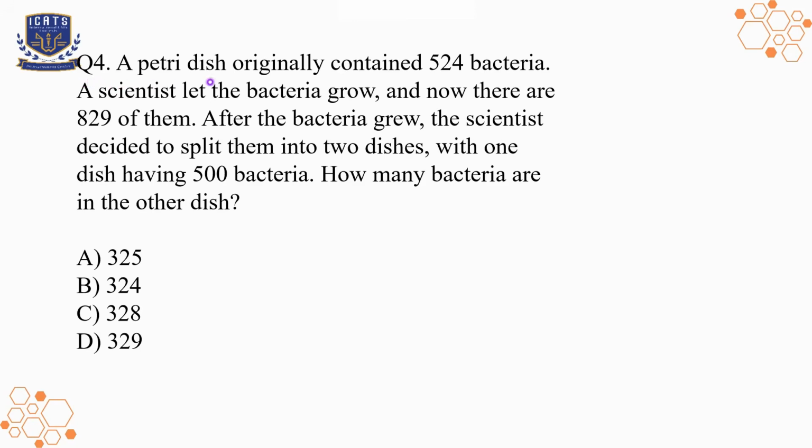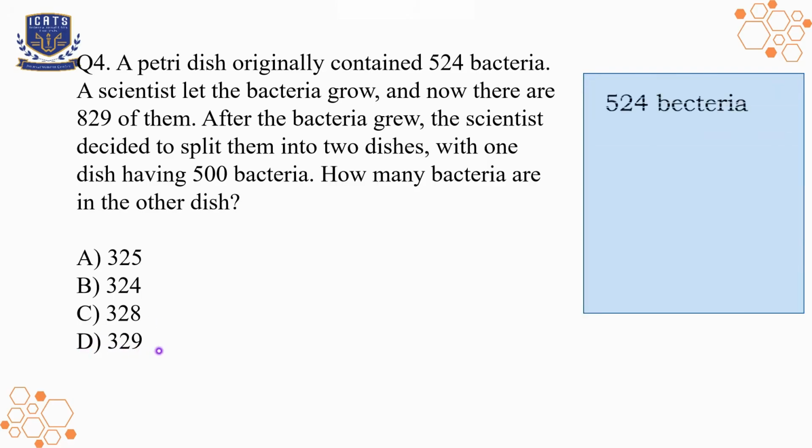Question number 4. A petri dish originally contained 529 bacteria. A scientist let the bacteria grow and now there are 829 of them. After the bacteria grew, the scientist decided to split them into 2 dishes. With one dish having 500 bacteria, how many bacteria are in the other dish? Option A is 325, option B is 324, option C is 328 and option D is 329.